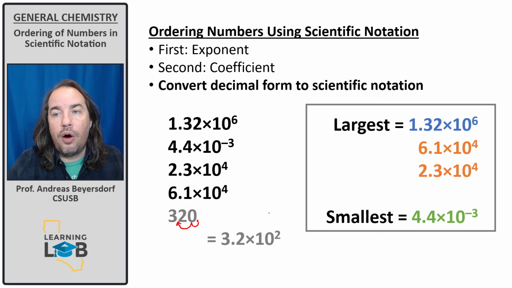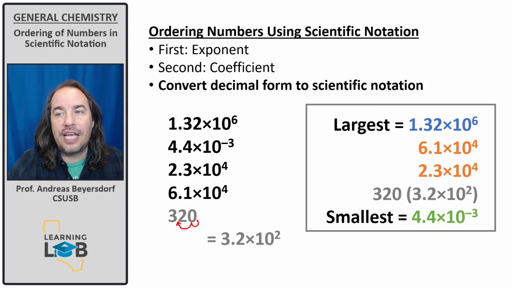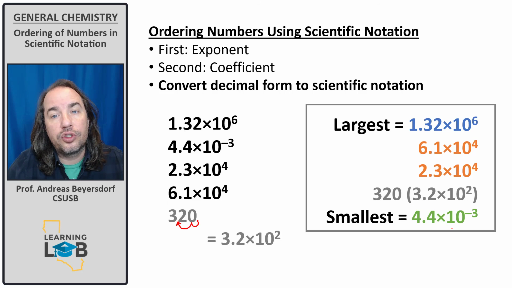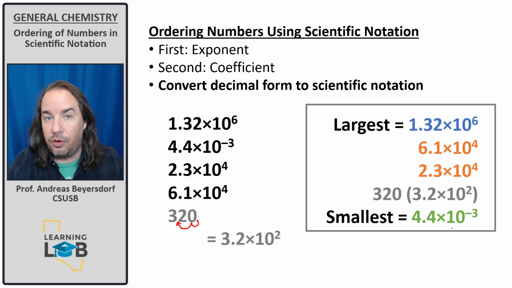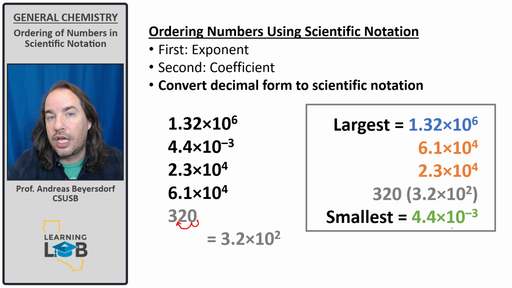Now, when we want to determine where this fits, that 3.2 times 10 to the second is smaller than 2.3 times 10 to the 4, but larger than the ones that are the negative 3. Now, you could also convert all of these from scientific notation into decimal form. Either way works. They just have to be in the same form in order to understand which ones are larger and smaller.